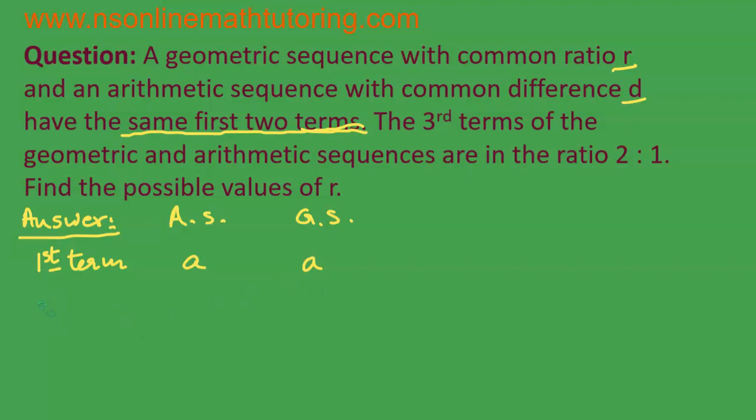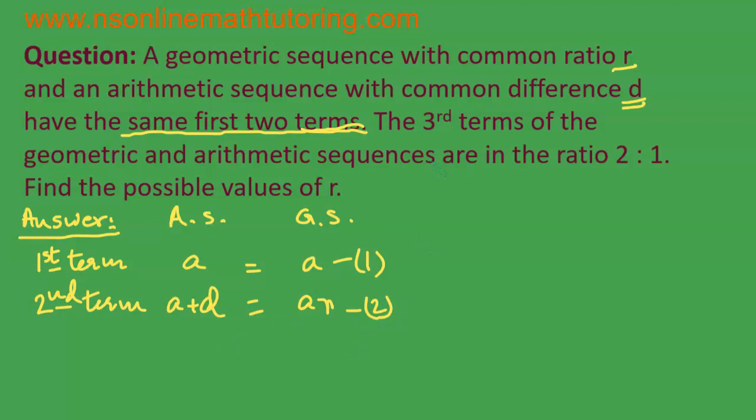The second terms are also the same, so what will be the second term for the arithmetic sequence where the first term is A and the common difference is equal to D? It is A plus D. Okay, A is equal to A. And A plus D is equal to the second term of the geometric sequence, AR, because the common ratio is R and the first term is A. So A plus D is equal to AR. This is the most basic equation. And A plus D is equal to AR, this is the second equation.